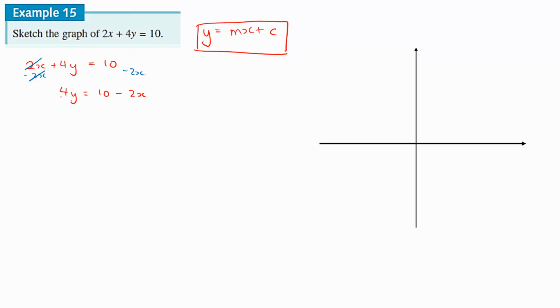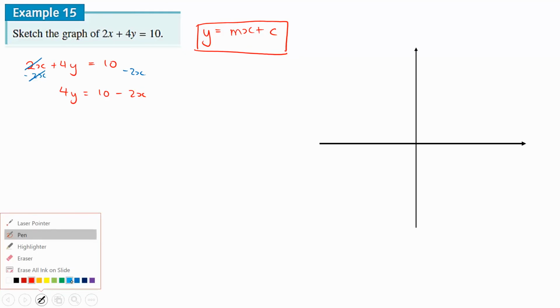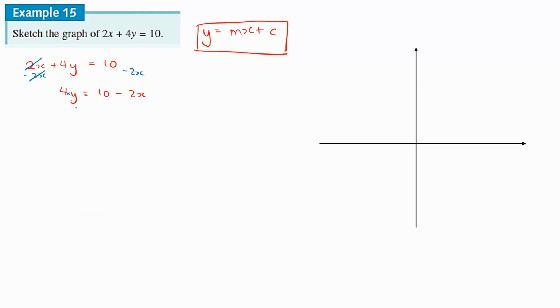Almost there. I don't want 4y, I want y. Now because this is 4 times y, the opposite of that is divide. So I'm going to divide both sides by 4. 4 divided by 4 cancels out to be 1. And now I have 1y, which we don't write as 1y, we write y. So it cancels out to be 1 here, 1 divided by 1 is 1, and because that cancels out, it's 1 times y, which is y. Now you've got 10 minus 2x on 4.